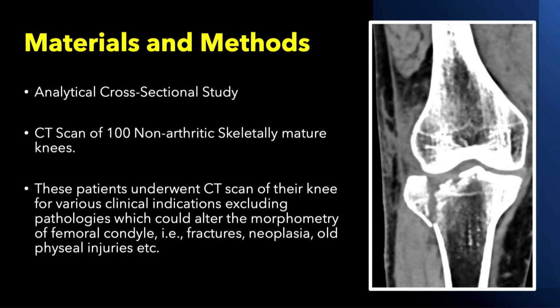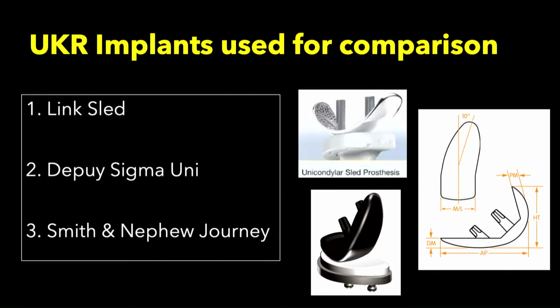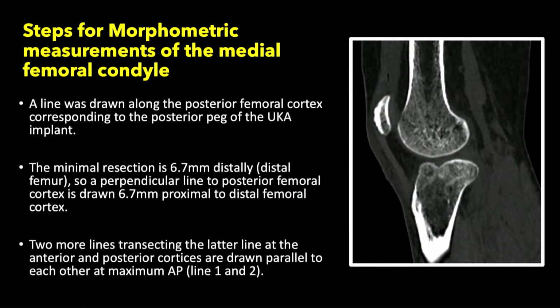We conducted CT scan of 100 skeletally mature knees, and these patients underwent CT scan of their knee for various clinical indications, which excluded pathologies that could alter the morphometry of the medial femoral condyle. For example, in this CT scan, you can see the proximal tibia fracture, whereas the medial femoral condyle is intact and normal. The implants that we used for comparison were Link Sled, Depu Sigma Uni, and the Smith & Nephew Journey implants.